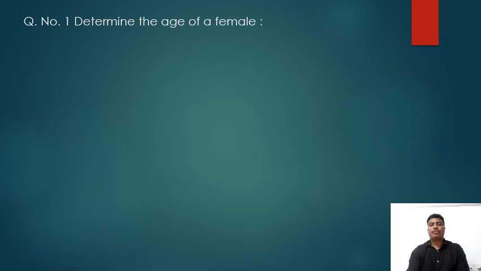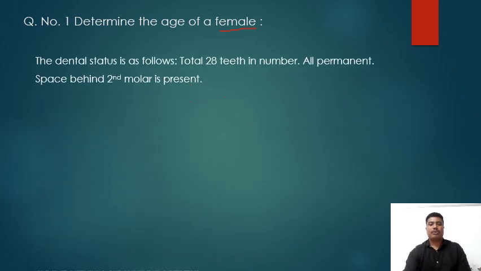So you have to first note that it is a female because you have to remember that the joints and the bones they fuse 1 year earlier in female as compared to males. Okay. Now, the dental status of the female is as follows. Total 28 teeth in number that are all permanent. Okay. And space behind second molar is present.